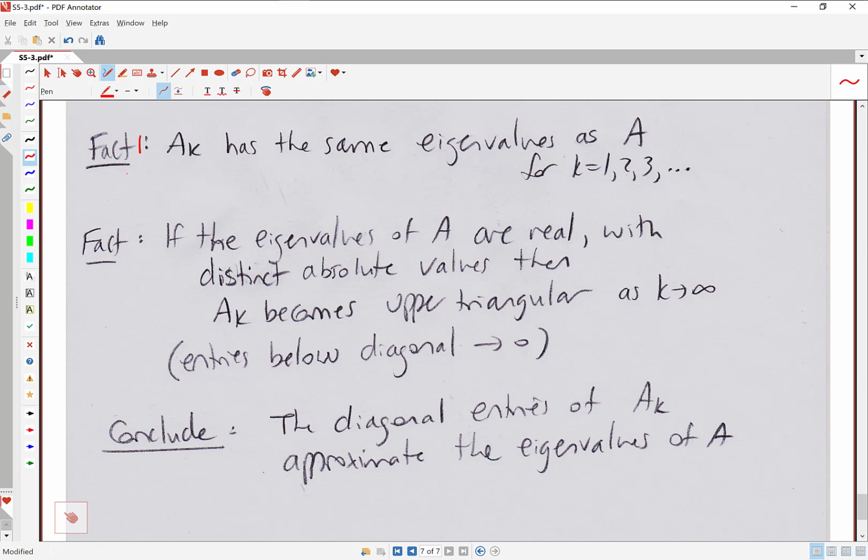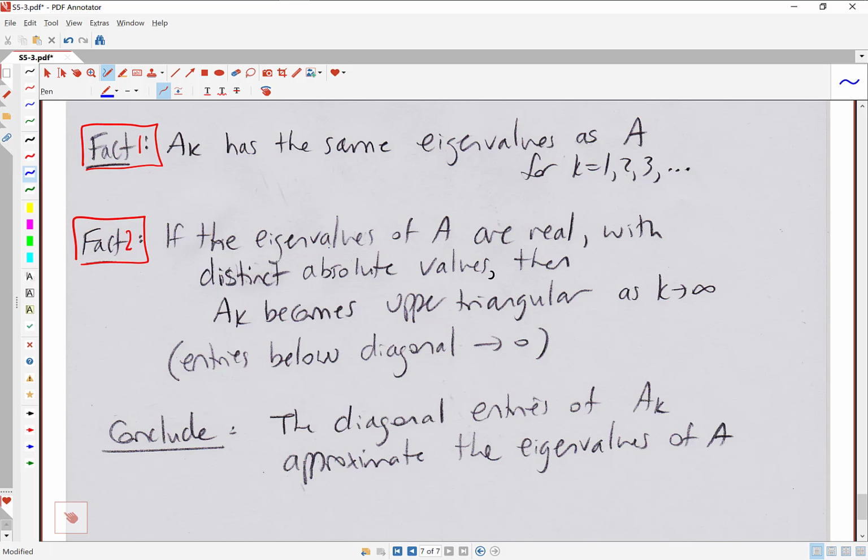So let's think of that as important fact 1, and then important fact 2. If the eigenvalues of A are real with distinct absolute values, then the sequence of matrices AK becomes upper triangular, meaning the entries below the diagonal are approaching 0, and they get closer and closer to 0 as you iterate this process. So the more matrices you look at, the closer those lower entries get to being 0.